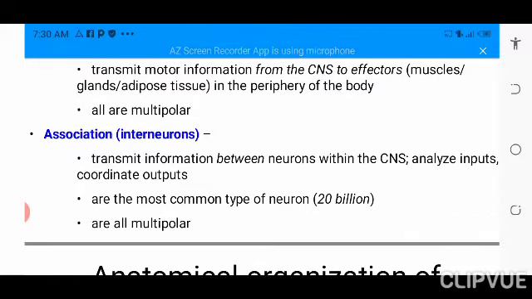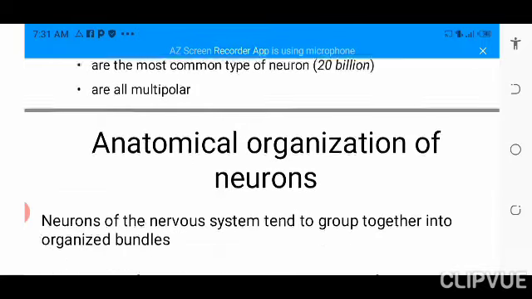Just the same way association neurons, which are also called interneurons, are also multipolar in nature. Do you understand that? So you must always have that at the back of your mind. Most multipolar neurons, they are either motor neurons or they are association neurons. You remember, association neurons are also interneurons. They are the ones that are responsible for transmission of impulses between the motor and the sensory neuron. And they are the most common types of neurons, greater than 20 billion in the body.